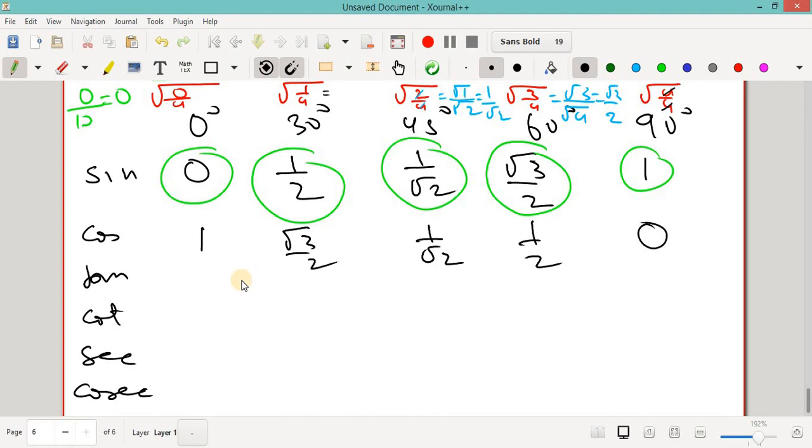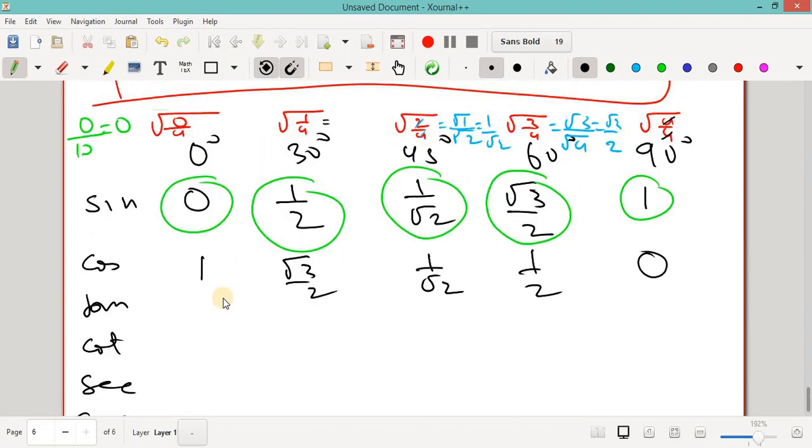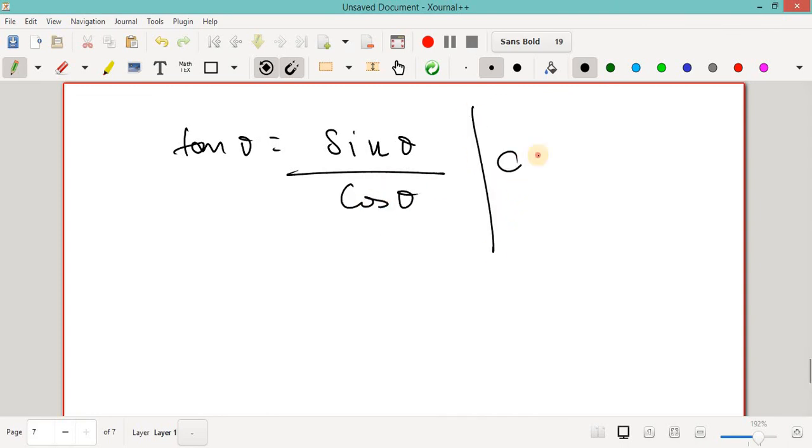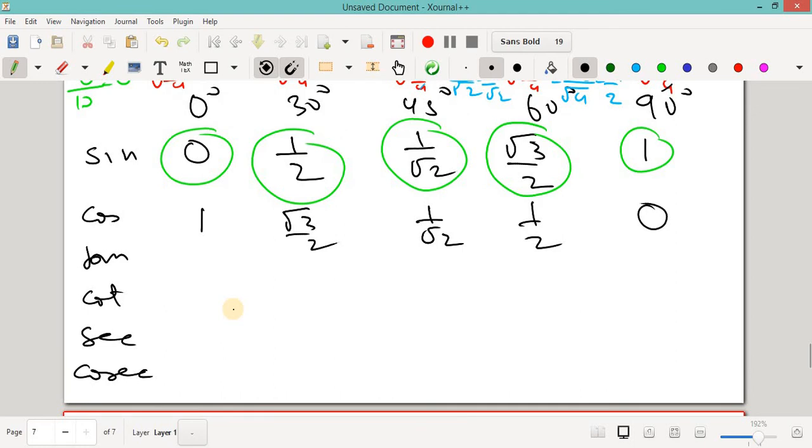Now what is tan? Tan theta is nothing but sine theta by cos theta. I will explain that in my next session about these formulas. Let me write it somewhere. Tan theta is sine theta by cos theta, that is one of the formulas, and cot theta is cos theta by sine theta. This I will explain in the next session. So let us discuss this. Tan theta, we know, is sine theta by cos theta.